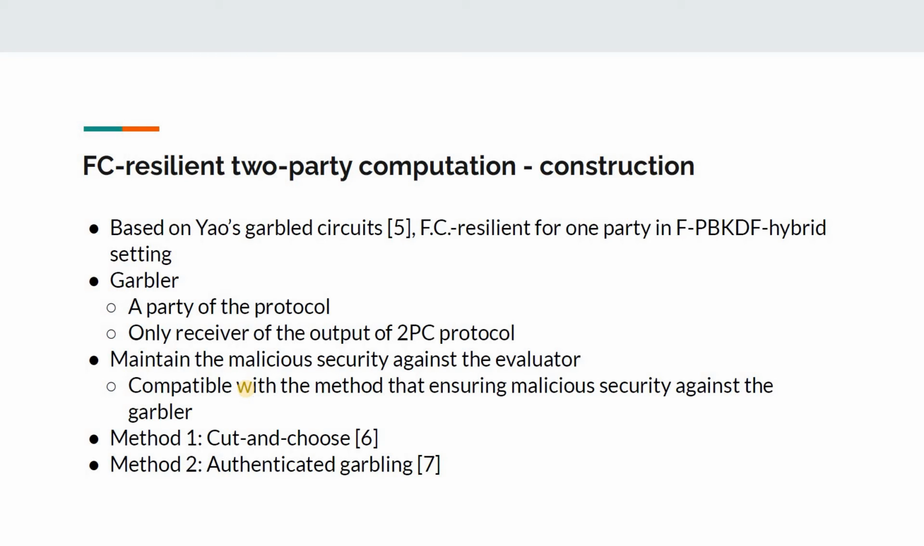As mentioned previously, we are going to the construction stage, where we construct an FC resilient two-party computation, and this computation is based on Yao's garbled circuits, which is FC resilient for one party in the FPBKDF hybrid setting. We have a term called Garbler, which is the party of the protocol and the only receiver of the output of these protocols. And as our protocol needs to maintain malicious security against the evaluator, we need a compatible method that ensures malicious security against the Garbler.